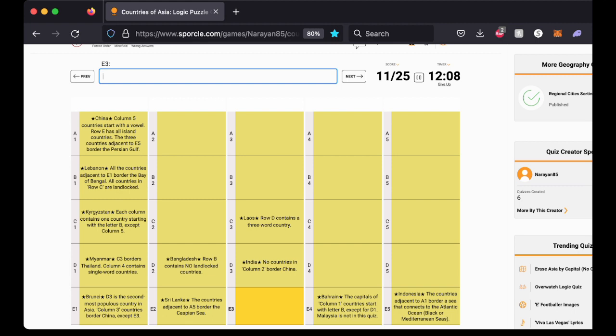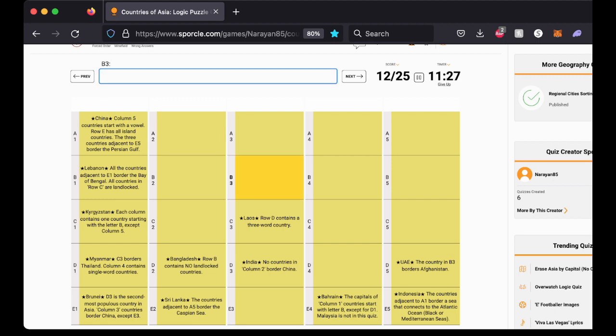We know from an earlier hint that the 3 countries adjacent to E5 border the Persian Gulf. So row D contains the United Arab Emirates, which also begins with a vowel, because all countries in column 5 begin with a vowel. So for D5, I will guess United Arab Emirates, E-M-I-R-A-T-E-S. Okay.